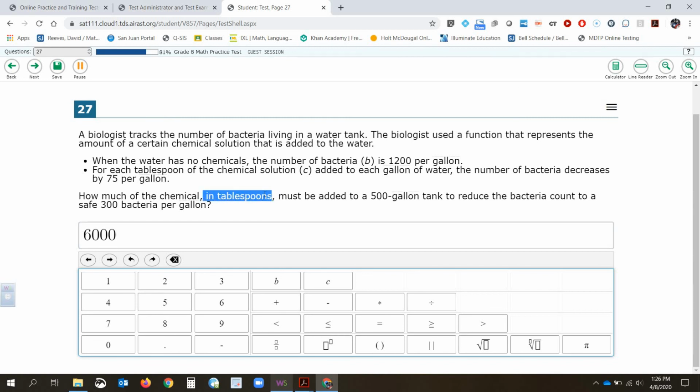But again, the units are in the question, so we don't have to put the units in the answer. But 6,000 tablespoons is what it would take to get that level of bacteria down to a safe level of 300 bacteria per gallon for all 500 gallons.